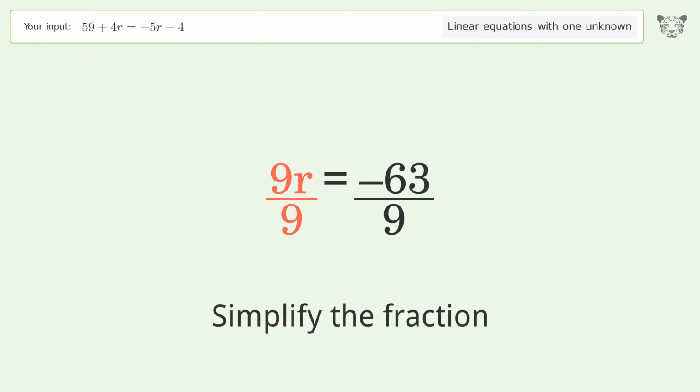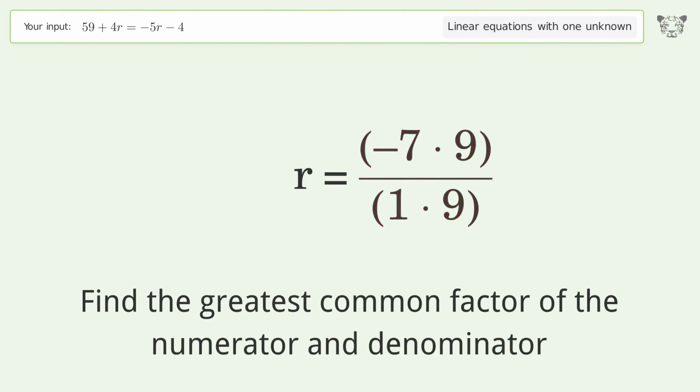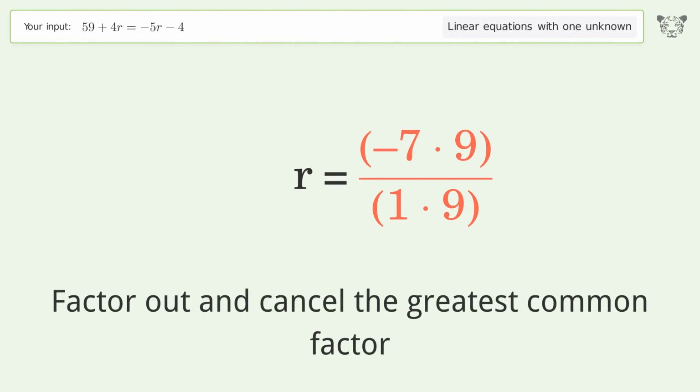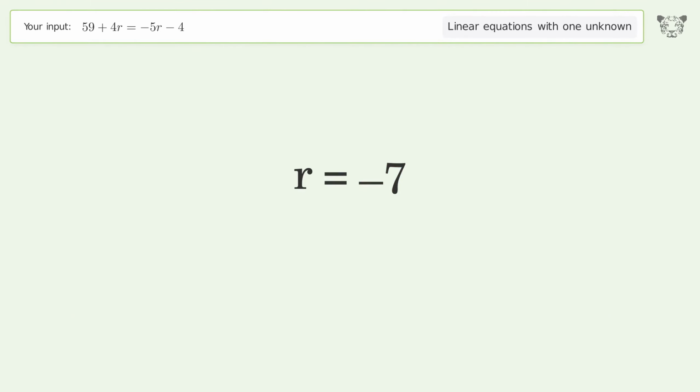Simplify the fraction. Find the greatest common factor of the numerator and denominator. Factor out and cancel the greatest common factor. And so the final result is r equals -7.